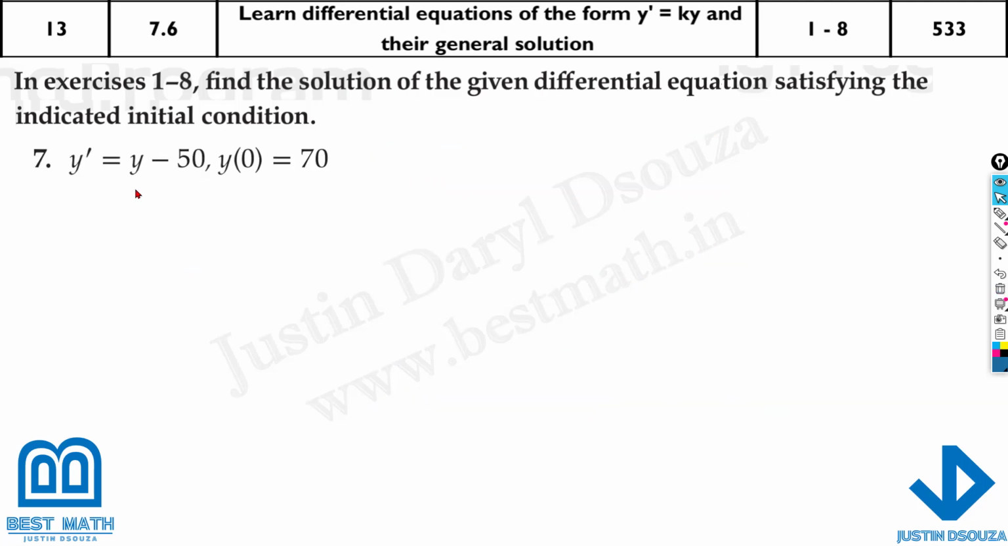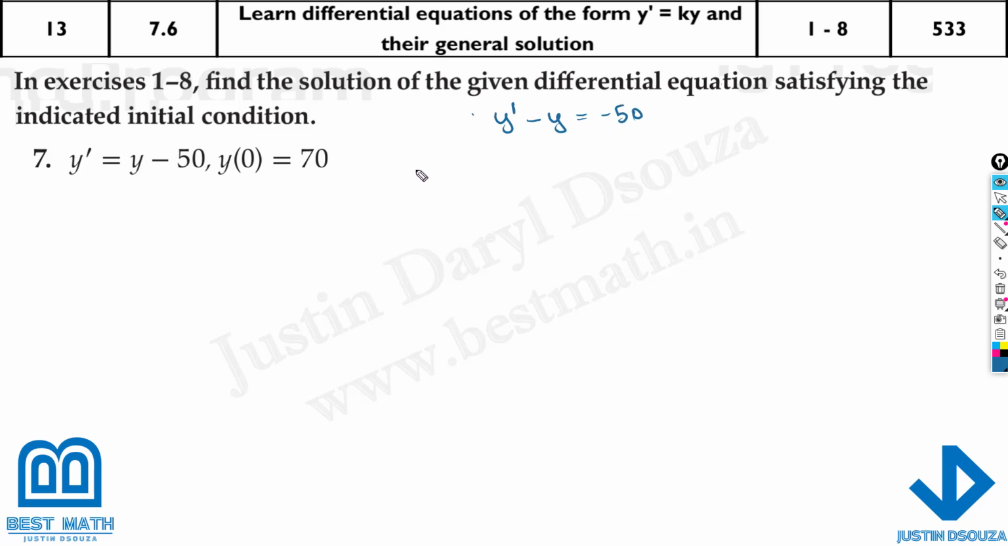Now this one here, again, we will have to use the integrating factor. We had done a similar one in the multiple choices at the beginning. So let's solve this one. I'll write y dash, this y goes to the other side, minus y is equal to negative 50.